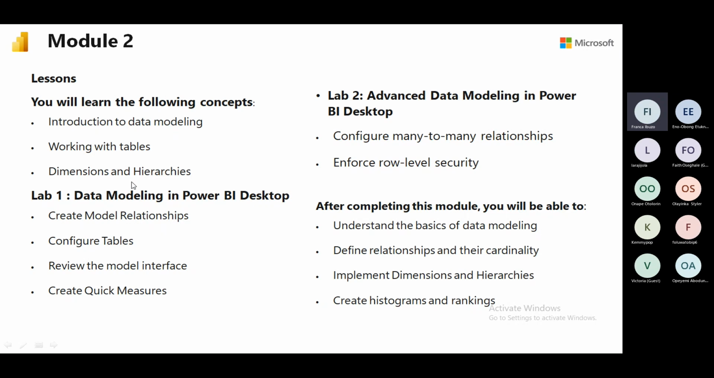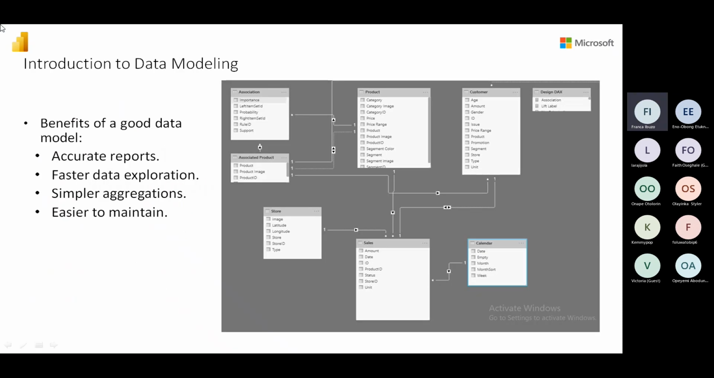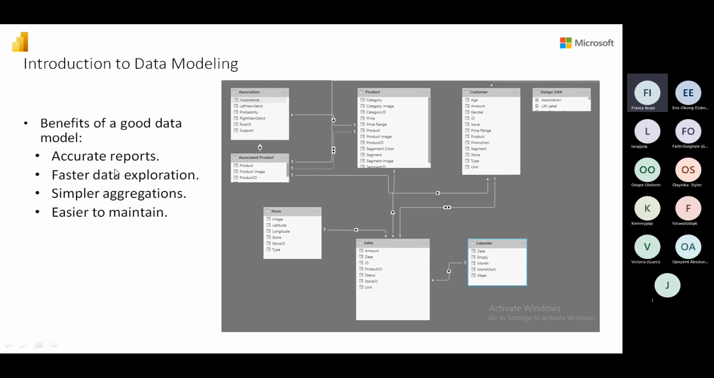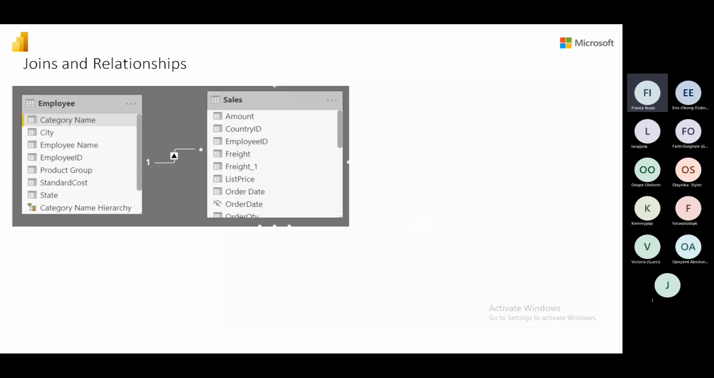We talked about dimensions. I talked about the fact table and the dimension tables, and showed you how to create relationships. I also mentioned that the benefits of a good data model are accurate reports, faster data exploration, simple aggregations, and easier maintenance. The tables need to talk to themselves. They need to be related. If they're not related, your reports will not be right.